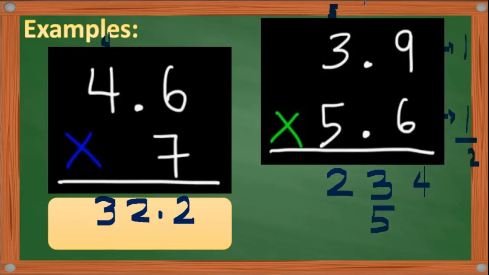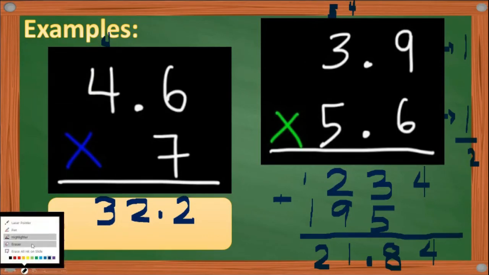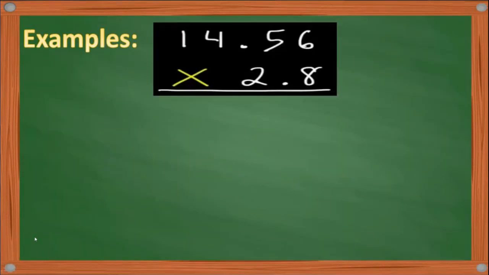45, carry 4. And then 5 times 3 is 15 plus 4, that is 19. So 9 and then 1. And then we're going to add. Look at the product. So kanina, tinignan natin ilang decimal places. Ang total ay 2. So we need to move 1, 2. So lagay mo dyan yung decimal point mo. And that's our answer.